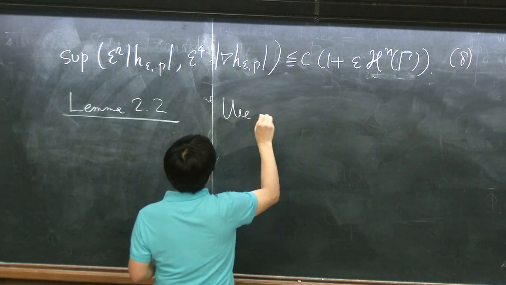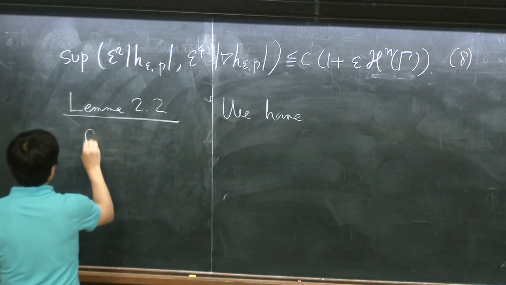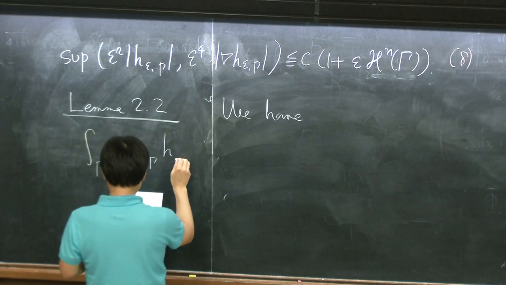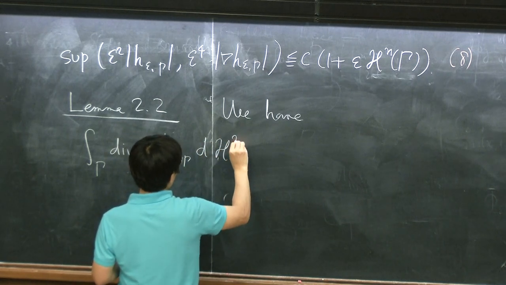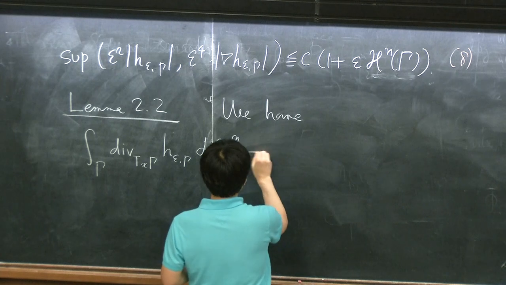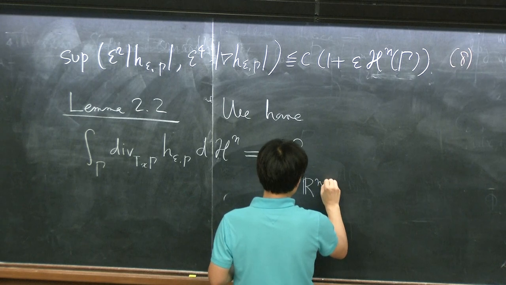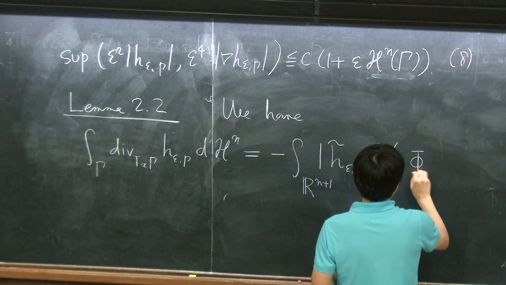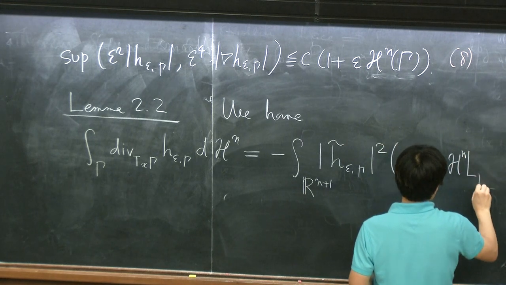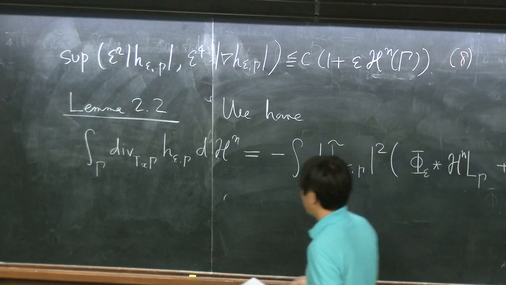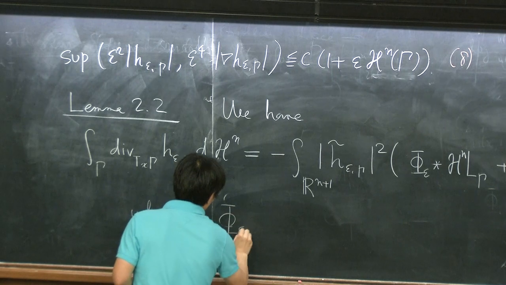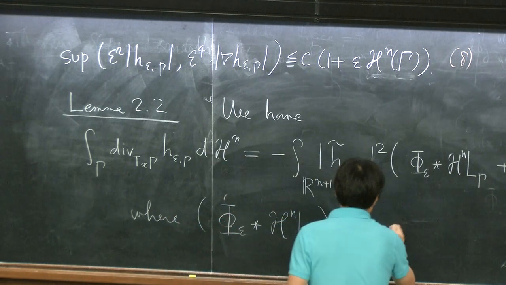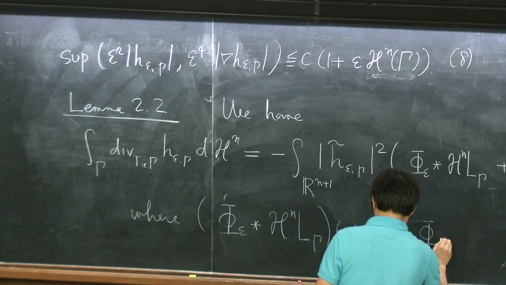Lemma 2.2 says that we have the following nice formula. This approximate mean curvature, if you integrate after taking the divergence, that is, the divergence of this approximate mean curvature, is equal to minus the integral over R^(n+1) of h tilde epsilon gamma squared, plus epsilon, dx, where this phi epsilon is really a convolution. Gamma is nothing but what you saw in the definition of the approximate mean curvature vector.